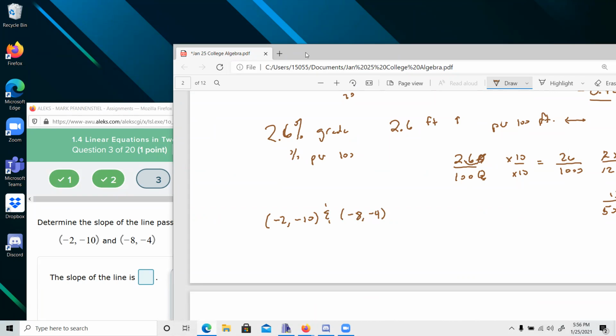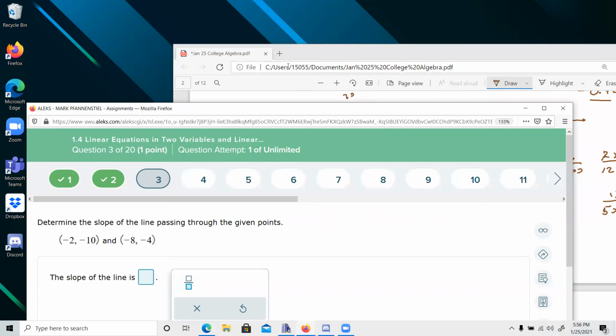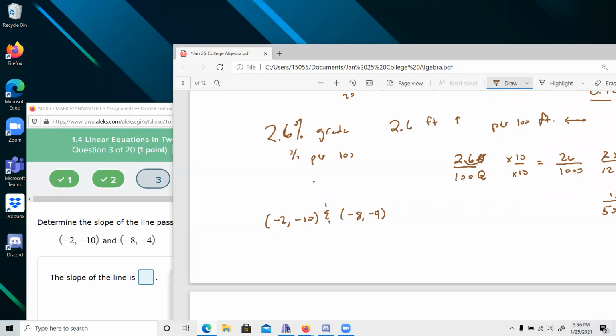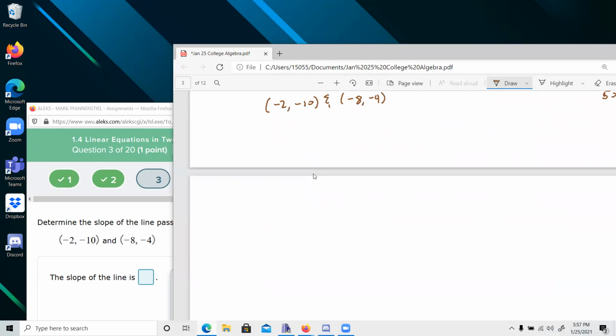Okay. So here we go. We have to determine the slope of the line passing through the given points. All right. So the biggest thing here, we're going to write down a formula in a second, but sometimes it helps to label these points, because the formula that we're going to use is going to say, well, m, that's slope.